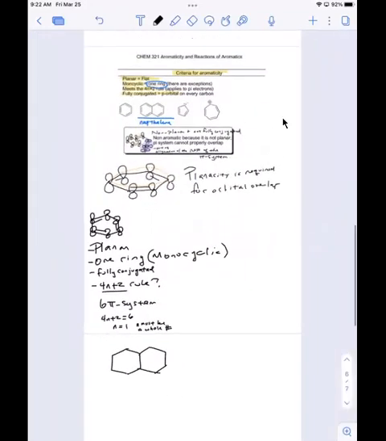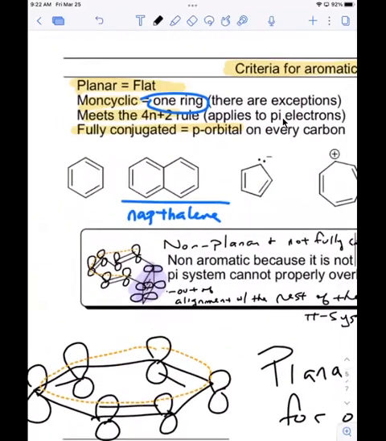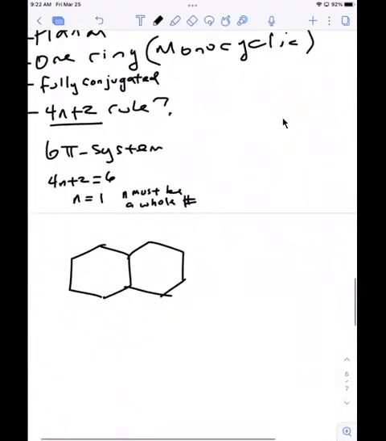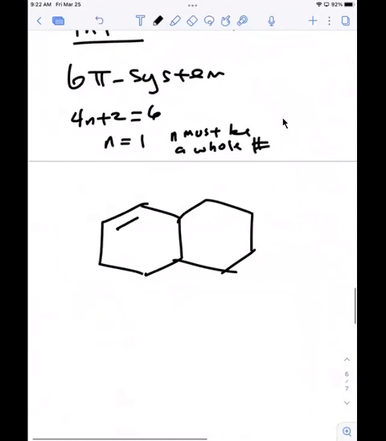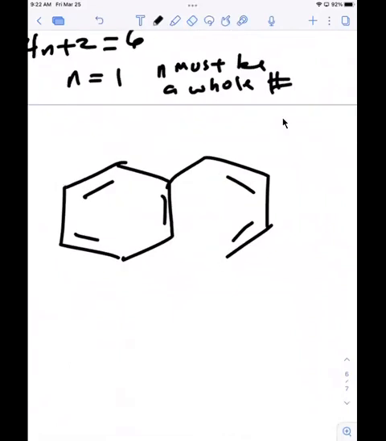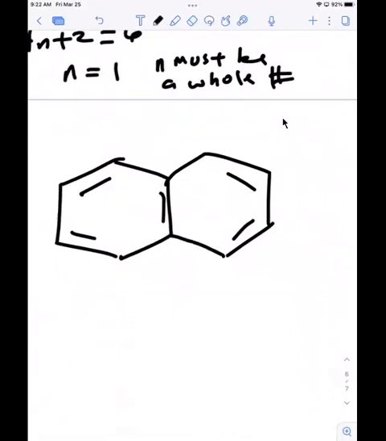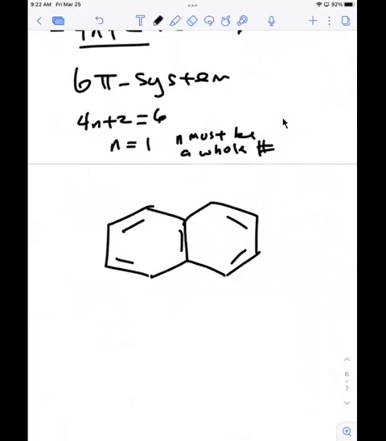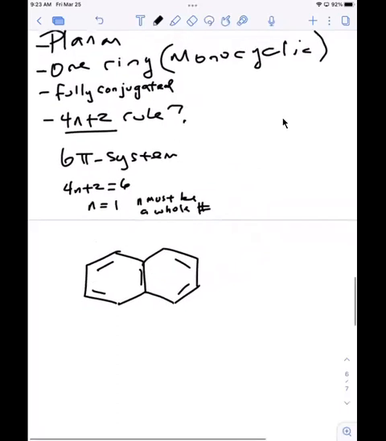And remember, these are the criteria. That is, flat or planar, monocyclic, it meets the 4n plus 2 rule, and it's fully conjugated. We know already that naphthalene is an exception, so we're going to give it a pass on the monocyclic requirement, because we know that it's an exception to the rule. All right. But now let's ask the other question.